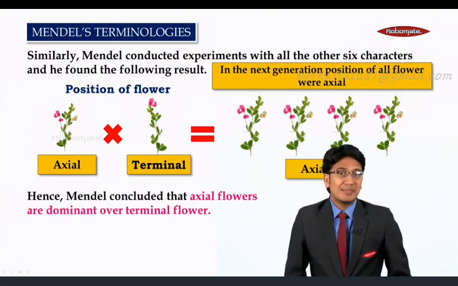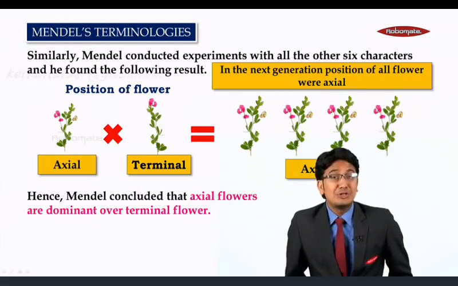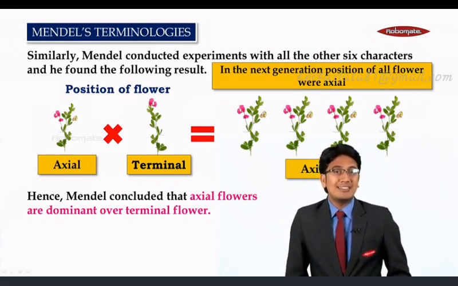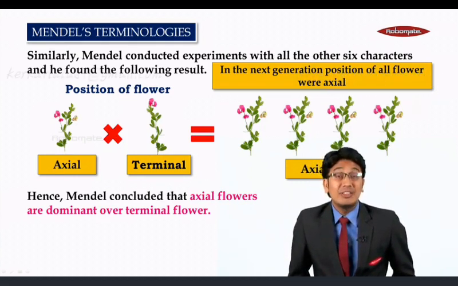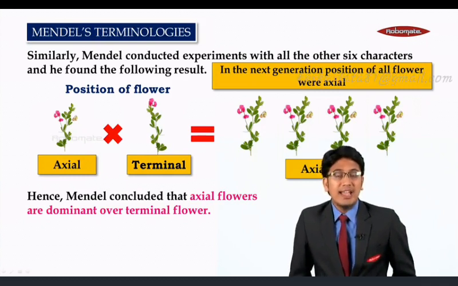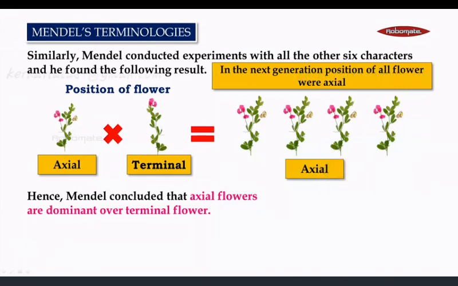terminal flowers. So in total, tall plant, yellow color seed, green color pod, axial position of the flower, purple or red color of the flower. These all are the dominant characters over their recessive partners. With these terminologies, he concluded that in all the characters there is one which is dominant and one which is recessive. What other terminologies he used, we will see in the next module.